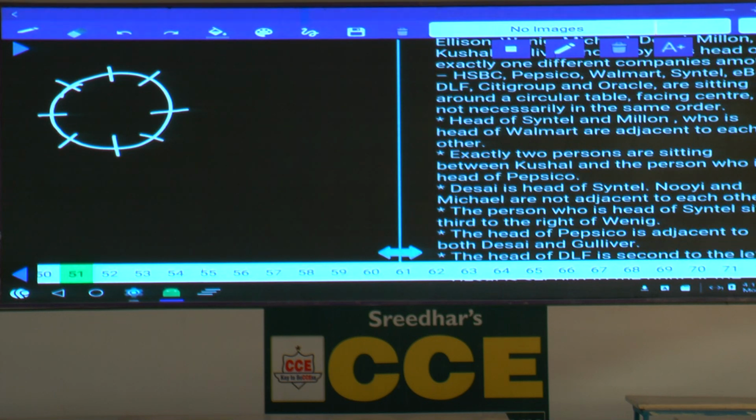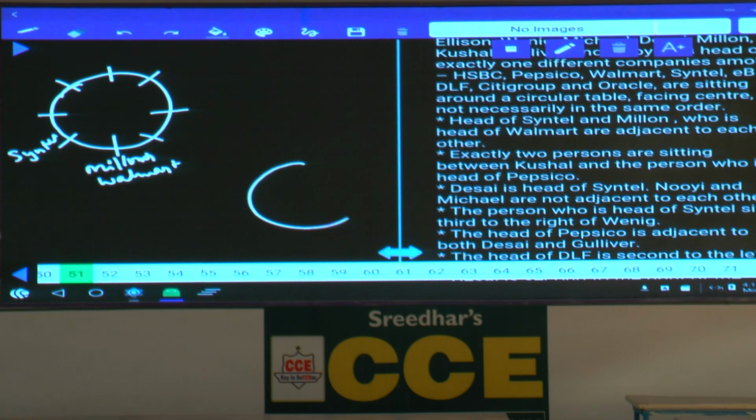Millen and Millen. Now as these persons are facing towards the center, we can fix one person. Now if Millen is here, head of Sintel, and Millen, who is head of Walmart. Millen is head of Walmart. Now this Millen, who is the head of Walmart, and then who is the other person here? Head of Sintel. Head of Sintel is again adjacent. Now the head of Sintel is at this place, that is one possible.